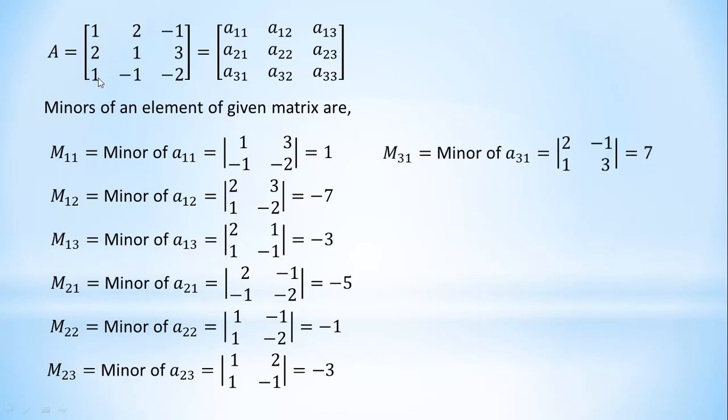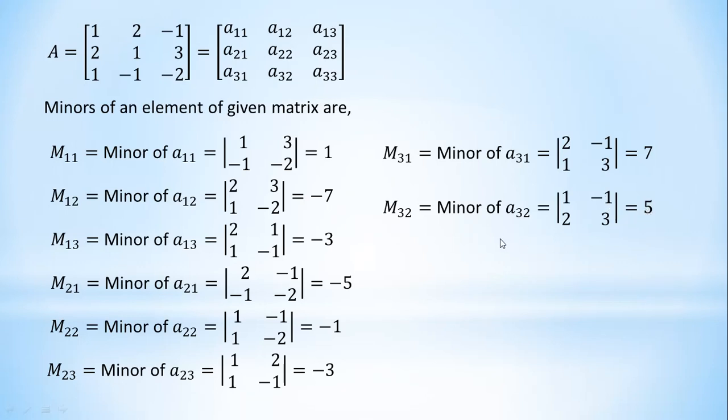Then come to the third row. Here the minor of A31, the minor of this element. Again remove row and column, same procedure. Write the other part, that is 2 minus 1, 1, 3, and its determinant will be plus 7. Okay, so this is M31. Then next one, the minor of A32. Again remove row and column. Then it is 1, 2 minus 1, 3. Calculate the determinant, that is 3 minus minus 2, 3 plus 2, that is 5.